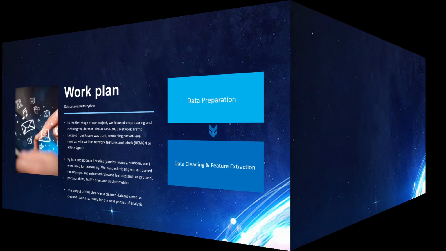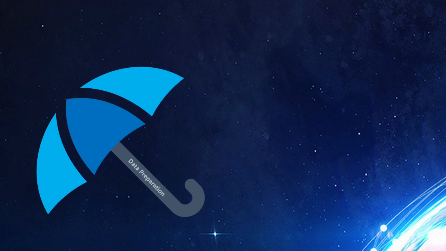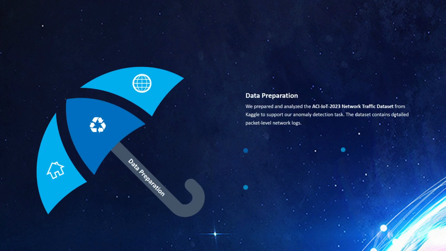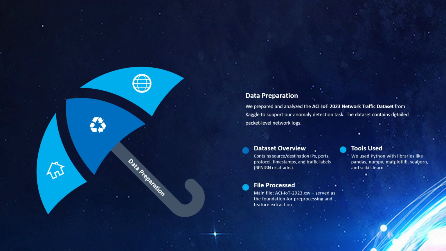On this slide, you can see an overview of the steps we followed. We worked with a CSV file that included source and destination IPs, ports, labels, and other fields. After cleaning, we saved the results in a new file called cleandata.csv, which became the input for our next phases.